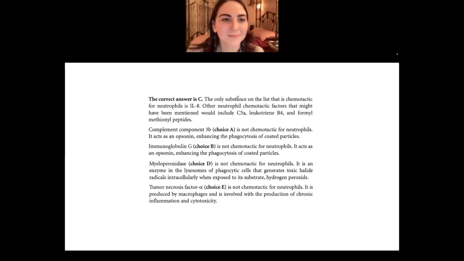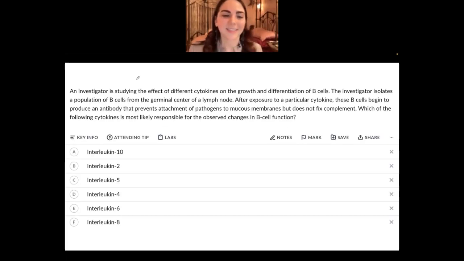Okay. Next. For bonus points, you can tell me what antibody this is.